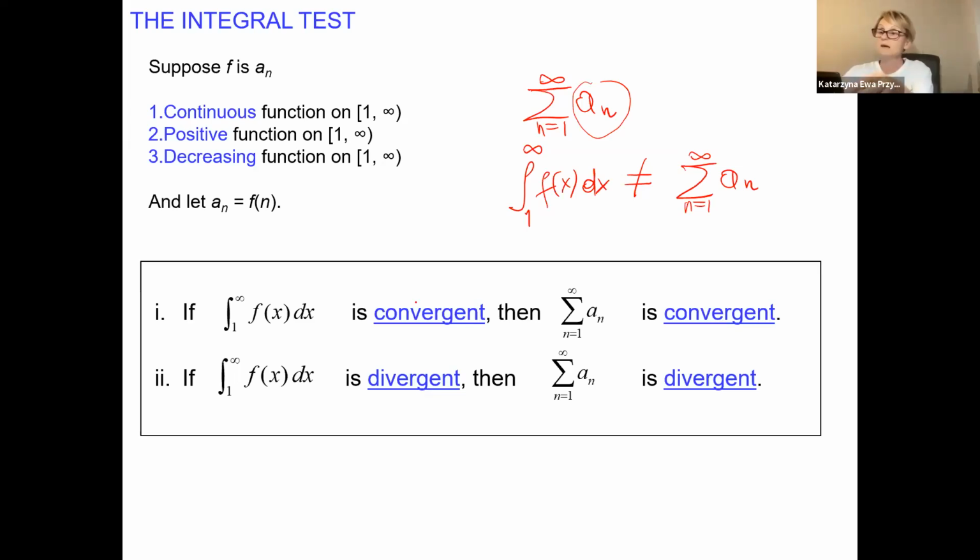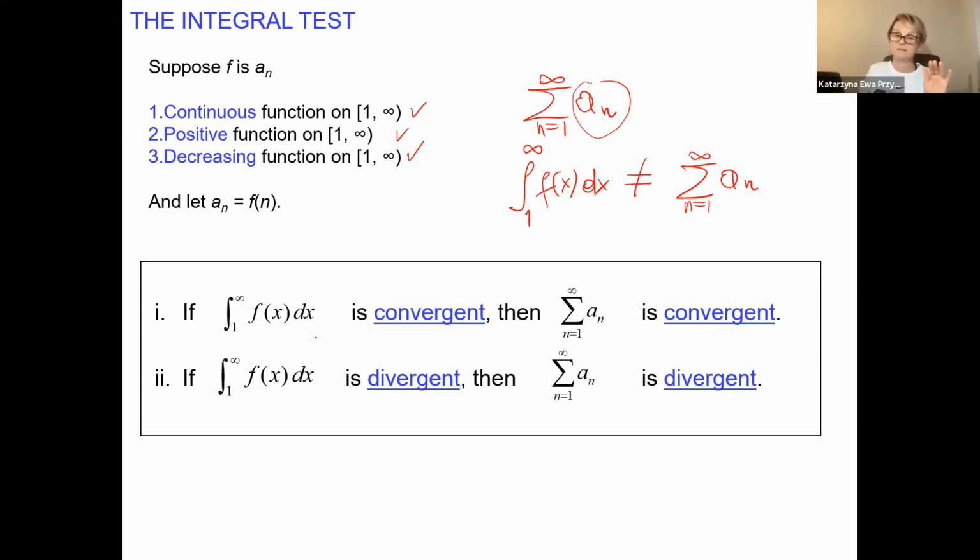That's nice and easy, but we have to make sure that the function is satisfying all of these conditions, all of them, especially positive. None of them is stronger than the other. Continuity, positive, and decreasing. Of course, continuous. We know that the series is discrete, but we will think about the corresponding function.